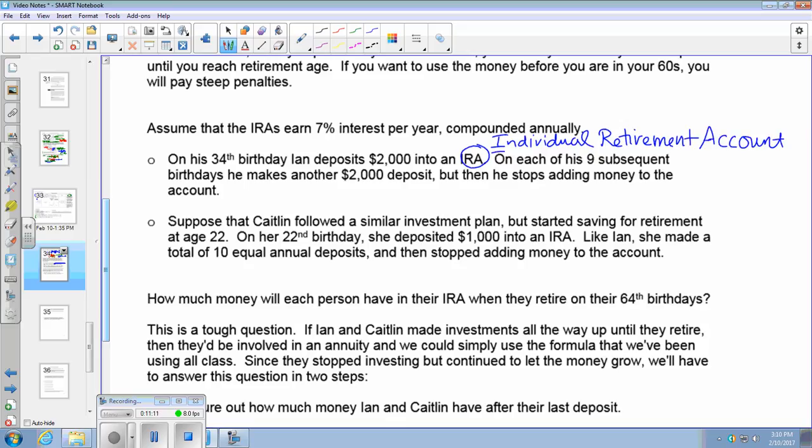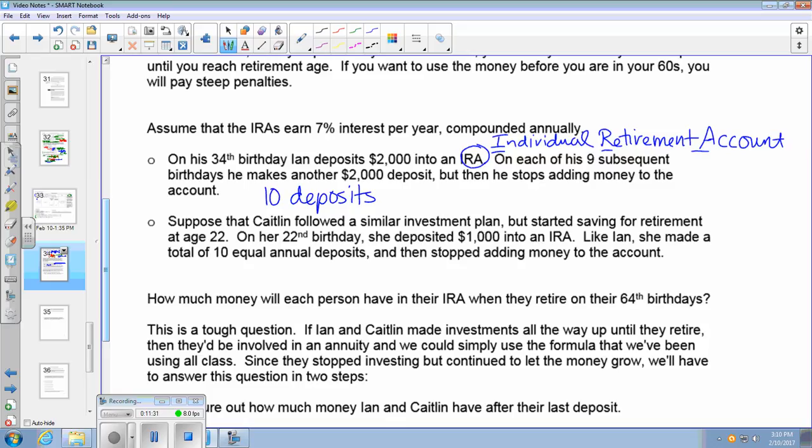Okay, so again, IRA. On each of his 9 subsequent birthdays, he's going to make another $2,000 deposit, but then he's going to stop adding money to the account. So notice he's going to be making 10 deposits: one on his 34th birthday and then 9 following birthdays.